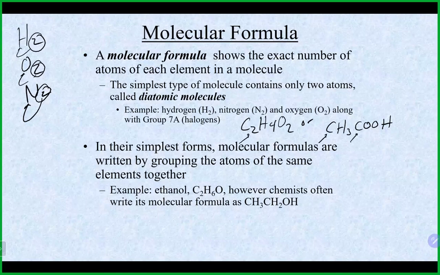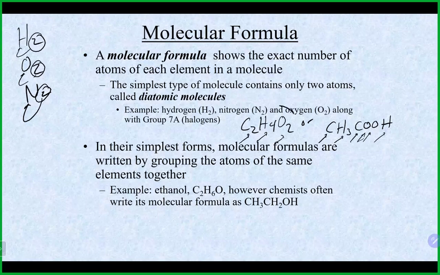So here there are four hydrogens. There are three hydrogens there, and one more is four. There are two oxygens there, one oxygen, two oxygen. So what is the difference, and why do people sometimes write molecular formulas one way versus the other?